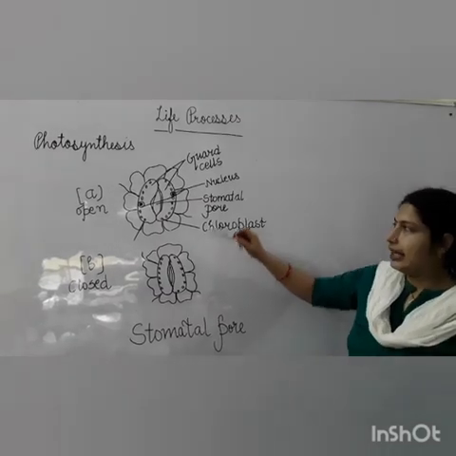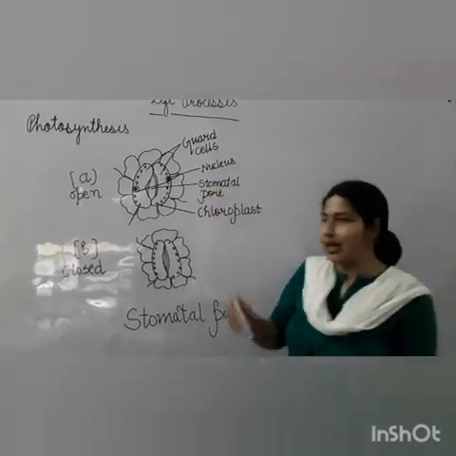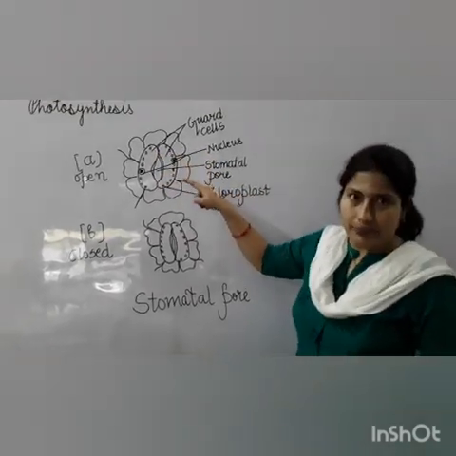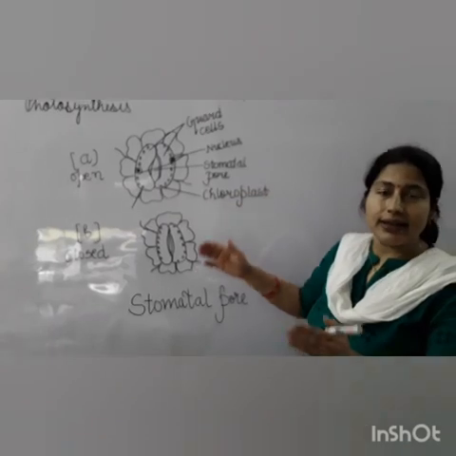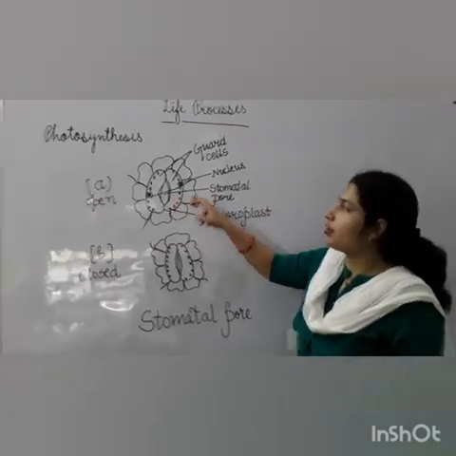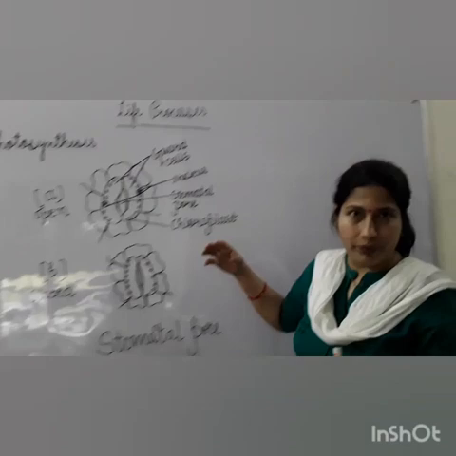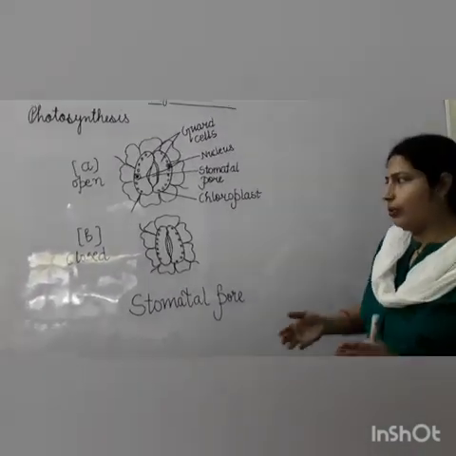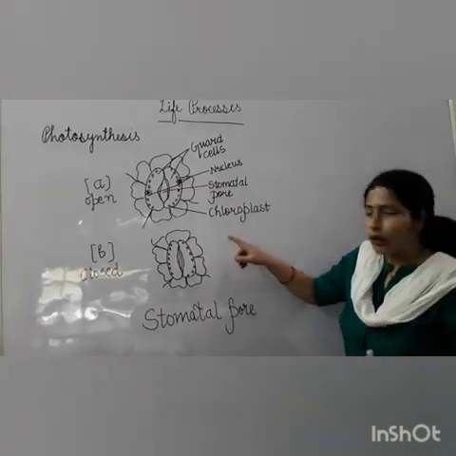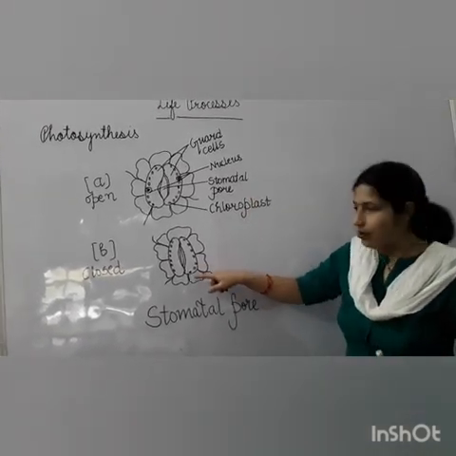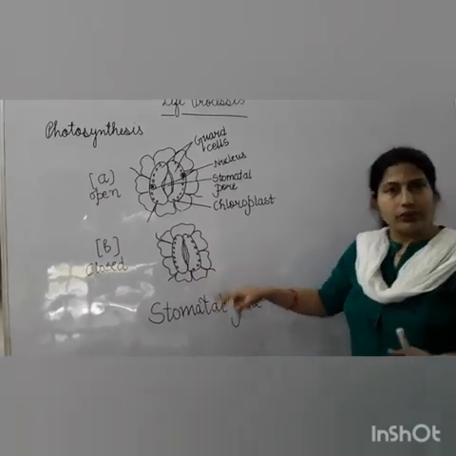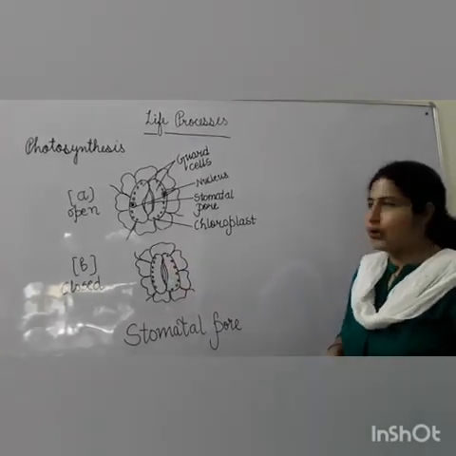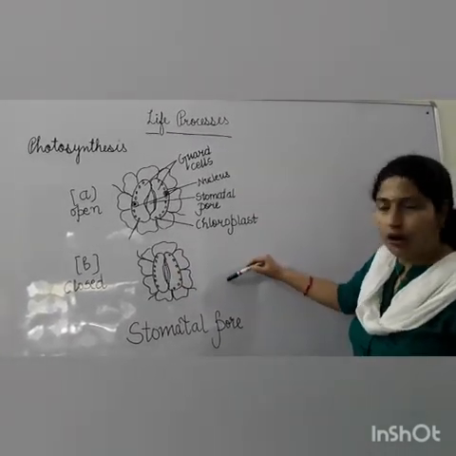So stomata have guard cells, and guard cells have chloroplasts in them. And you know children, these guard cells swell up when there is a supply of water. So the stomatal pore opens. And if plants do not require carbon dioxide, these pores get closed. So what happens? The water comes out from these cells. So these guard cells shrink, and the stomatal pore gets closed. So this is the opening and closing of stomata.